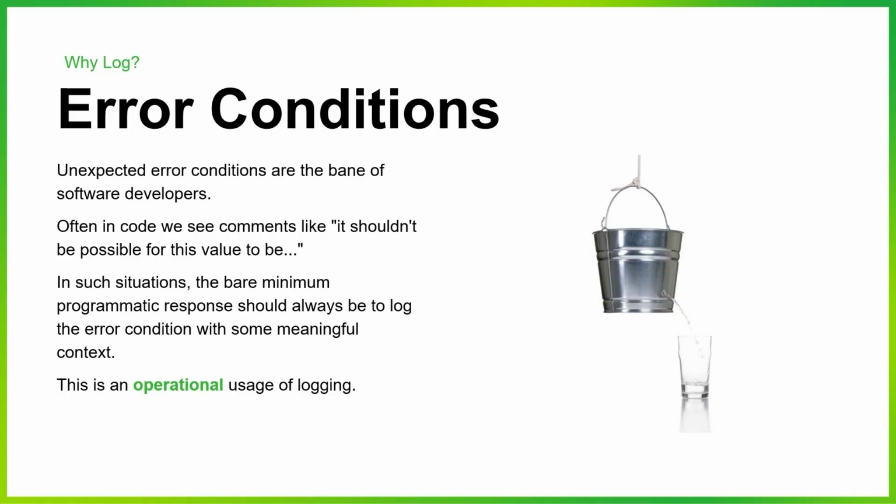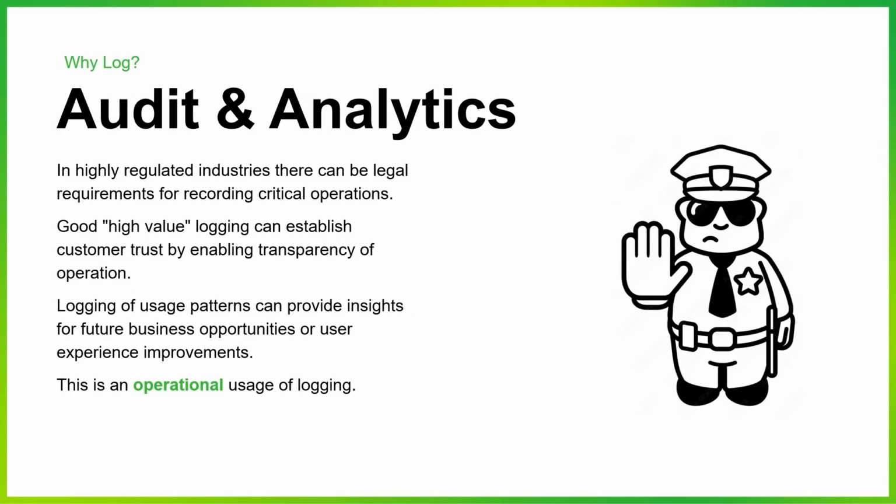Error conditions are kind of the bane of our lives. Often in code, you'll come along a statement which says, this value shouldn't be this now. How did we get here? And the question really is, what should you do? And often it's not obvious what you should do, but I think the minimum you should do is you should log this unexpected condition, and you should log as much context as you sensibly can, so that later when you're trying to figure out what happened, you've got some chance, I guess, of knowing what happened.